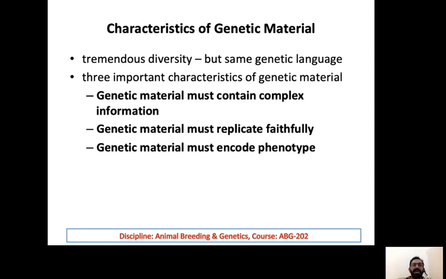It must contain pretty much complex information. That means it could be encoding for the information, and it must replicate faithfully with highest level of accuracy. And then whatsoever is this material, it must encode the phenotype. So it should result into the phenotype.